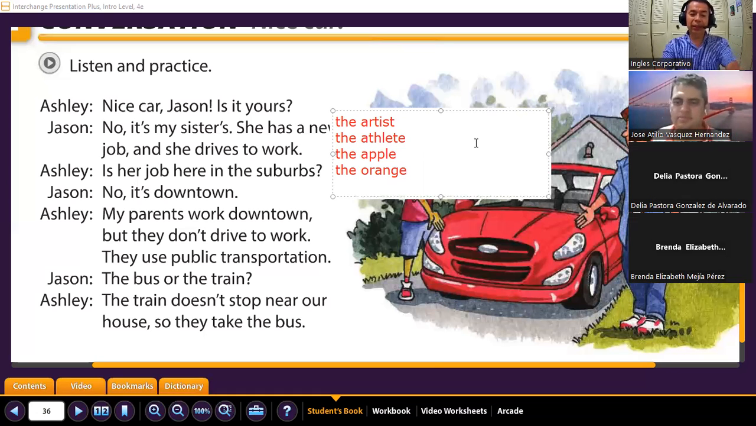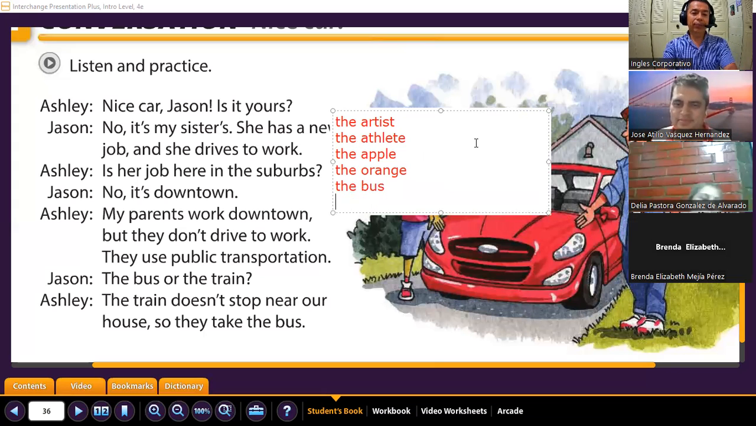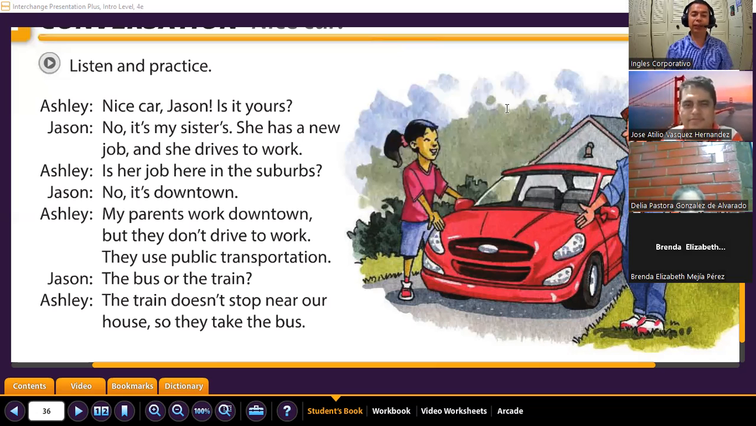But the bus, the suburbs, los suburbios, right? The suburbs. The artist, the athlete, the apple, the orange, the bus, the suburbs. Understand? Okay, very good. So let's continue. Identify the sentences. Por favor, identifíqueme las oraciones afirmativas y negativas.